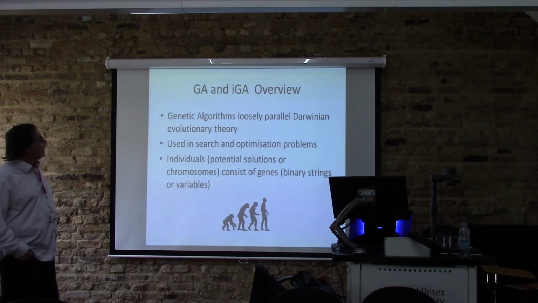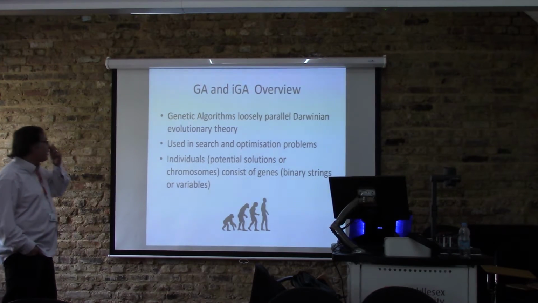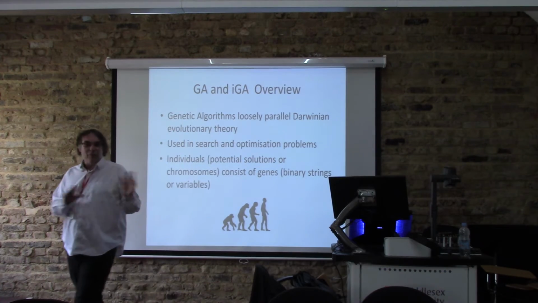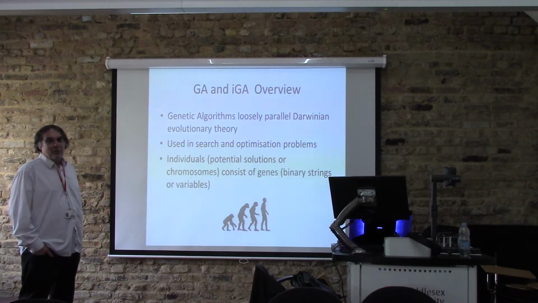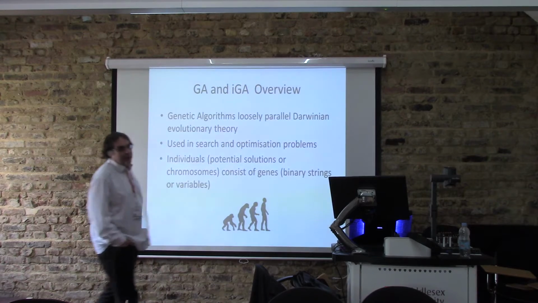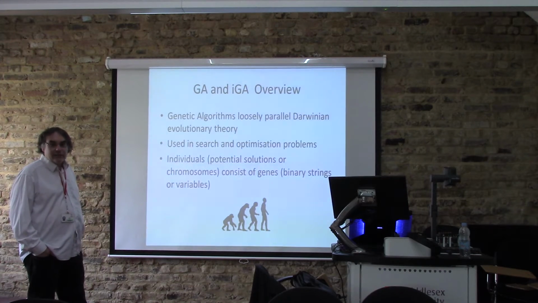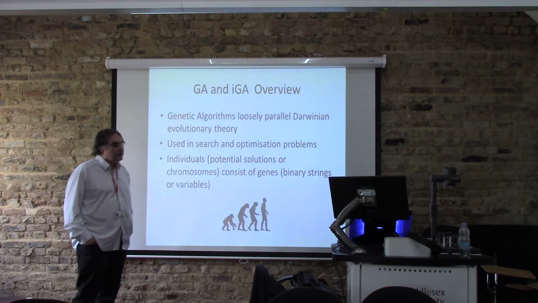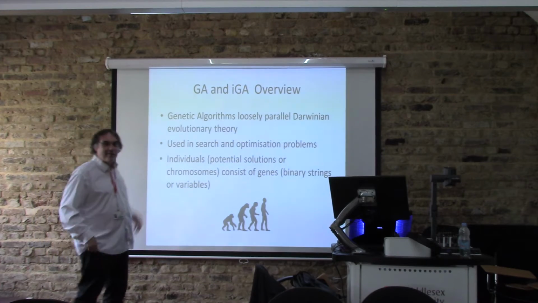Most of you may completely know about genetic algorithms and interactive genetic algorithms, so I'm going to briefly go through it. Genetic algorithms loosely parallel Darwinian evolutionary theory. There seem to be a couple of groups of people. Some are very purist about it and want it to be very close to Darwinian theory and to the processes of genetics, so they have things like inversion of strings of DNA, and they incorporate that into their algorithms.